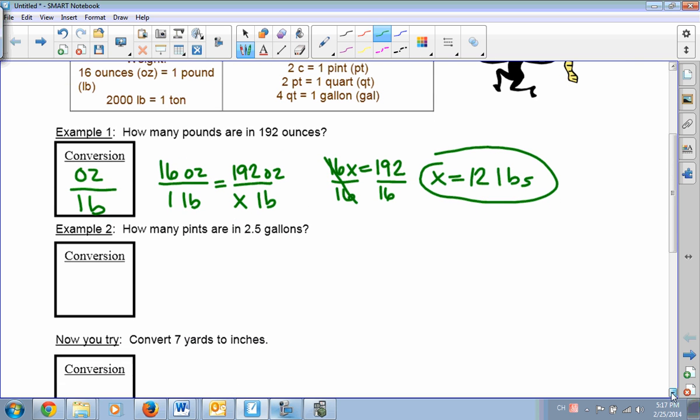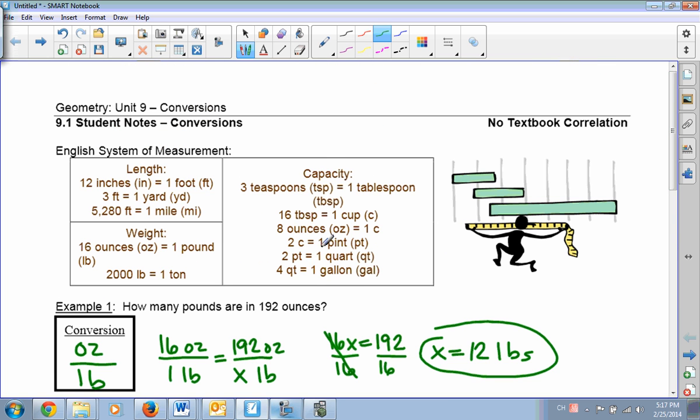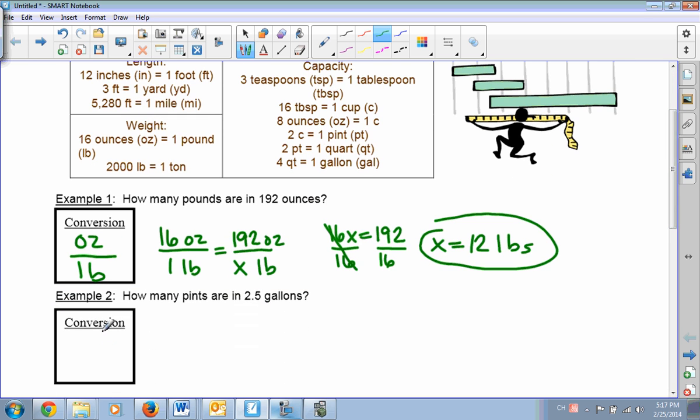Okay, number 2, how many pints are in 2.5 gallons? Let's go back up here. We have 2.5 gallons. We know that in 1 gallon there are 4 quarts, and in 1 quart there are 2 pints. So really here we're doing 2 different conversions. We have to go from gallons to quarts, then to pints. So our conversion would start with gallons because we have 2.5 gallons. We have to change that to quarts, and then we go from quarts to pints. Let's start with gallons to quarts first.